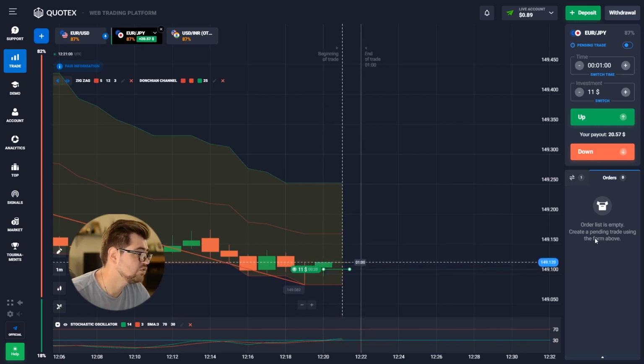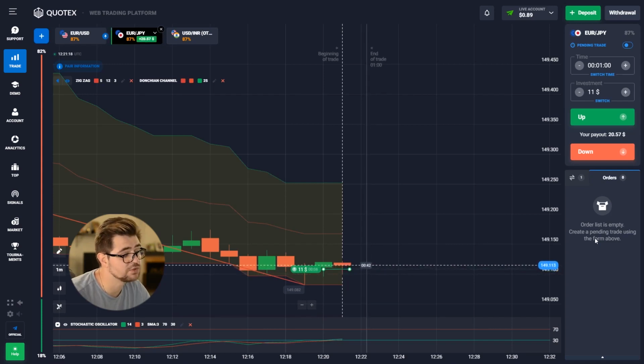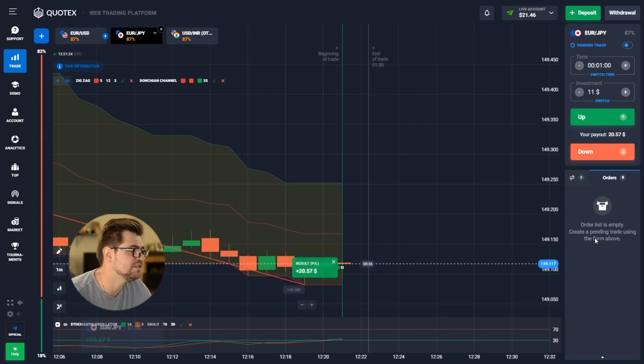And the D-channel is just showing us in which position the market is now. I mean, we already see it from the stochastic also, that it's in a downtrend, but visually it's a bit easier.